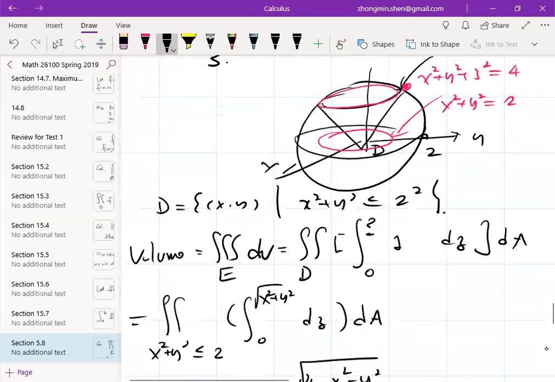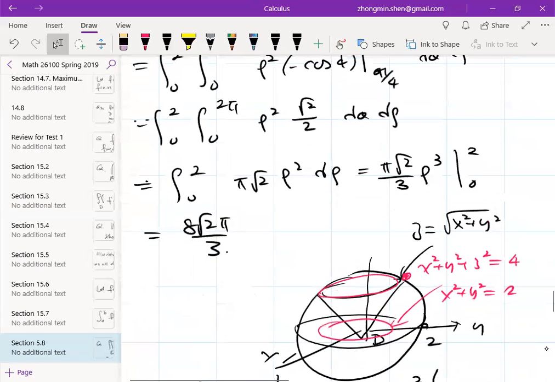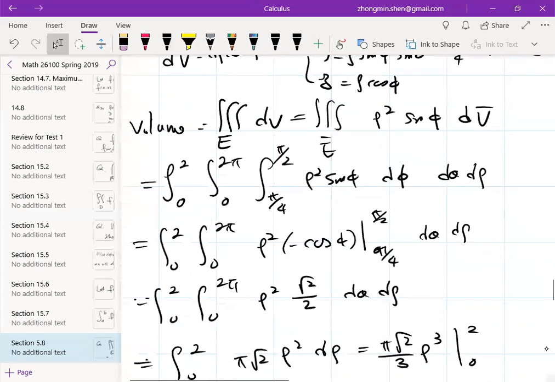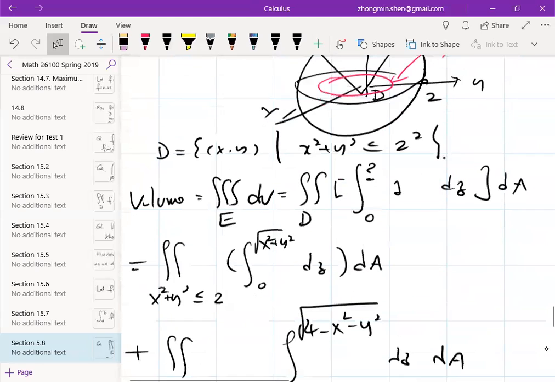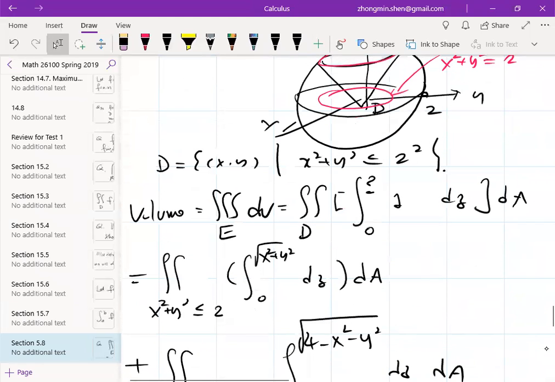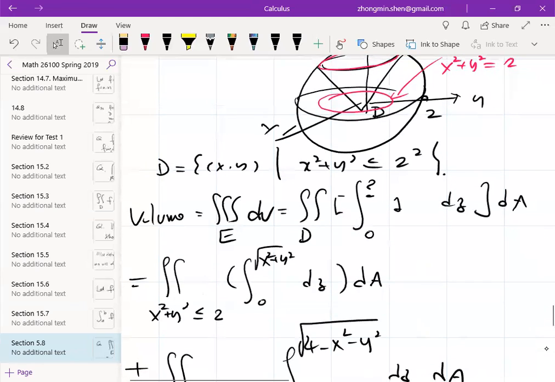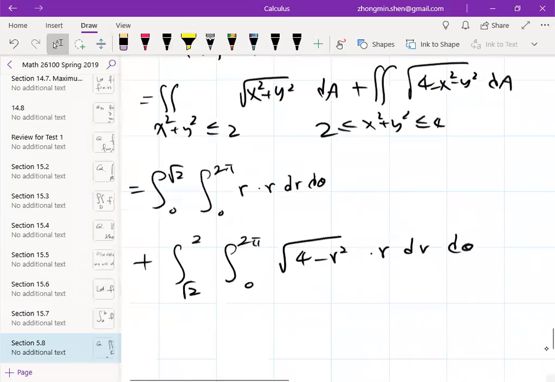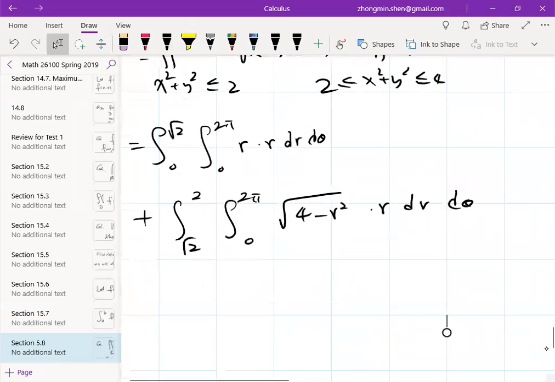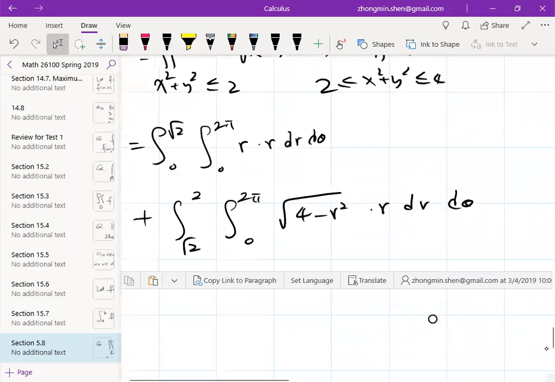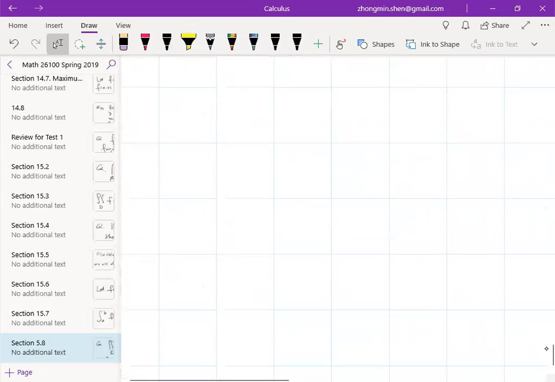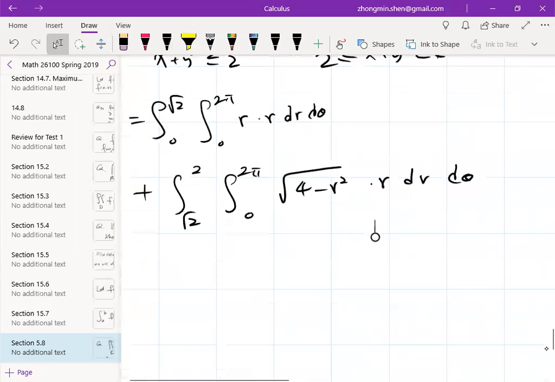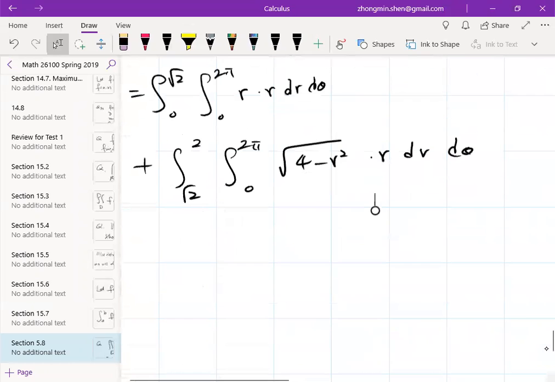You see, but it will be much more complicated if you don't use polar coordinates. Okay, there is almost no time left. But there's another way to also use iterative integrals.